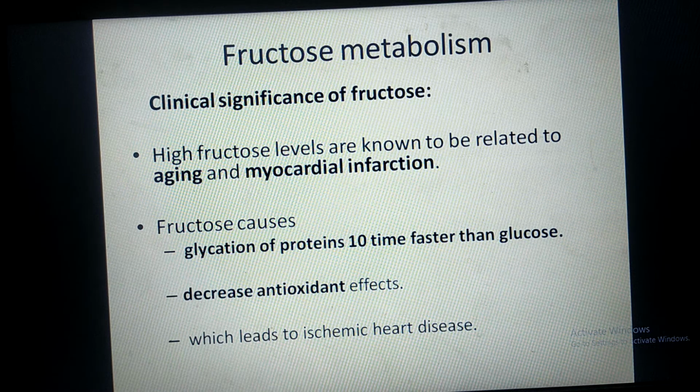Also, fructose causes decreased antioxidant effects. Antioxidants are the compounds which protect our body from oxidative stress. But fructose decreases the level of antioxidants in the body. Therefore, oxidative stress in the body increases and this will lead to ischemic heart diseases.